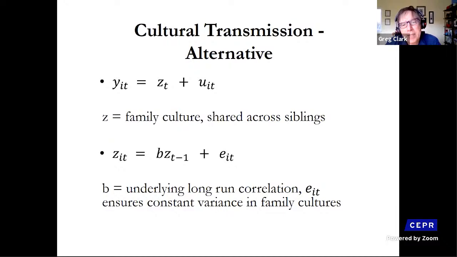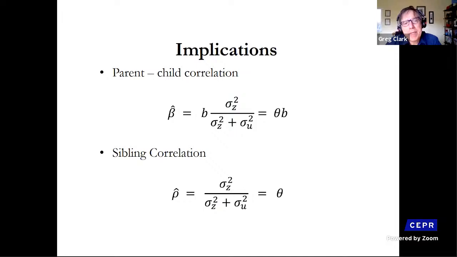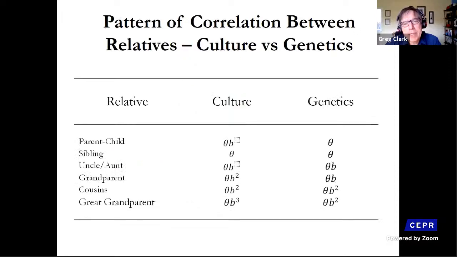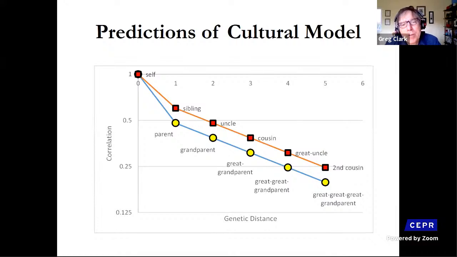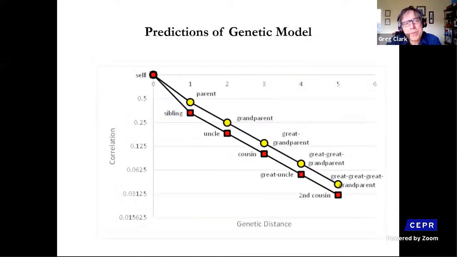And b then will be the underlying long-run correlation in status across generations. That'll be the equivalent of (1 plus m) over 2 in the genetic model. But the crucial thing is that in this cultural model, the sibling correlation will exceed the parent-child correlation, because the sibling correlation will just be the variance in Z divided by the variance in outcomes, whereas with the parent-child correlation, there's also this variable b, the regression to the mean. So there'll be a pattern of predictions in the cultural model which will look very similar to the genetic model, but with this crucial feature that now the collateral relatives, siblings, uncles, cousins, should show a greater correlation than the linear descendant relatives. This is the one crucial difference we would see between these two different models.